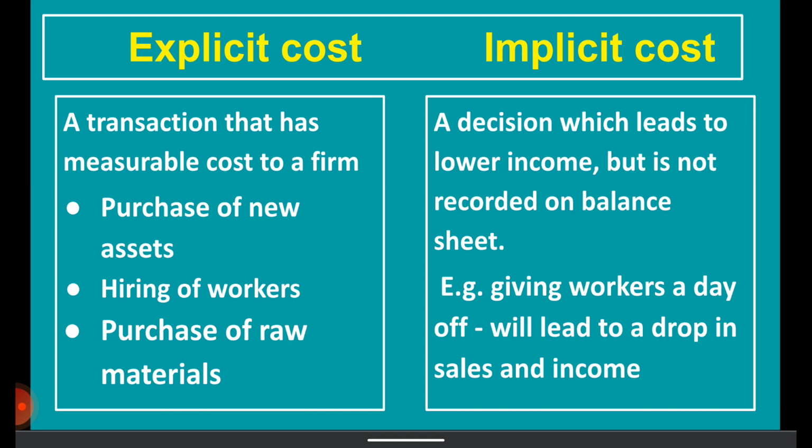It could be 1,500,000, it could be 10,000, it could be 200,000, it could be anything. But the business cannot quantify it. It cannot measure it in black and white. So that is an example of an implicit cost.